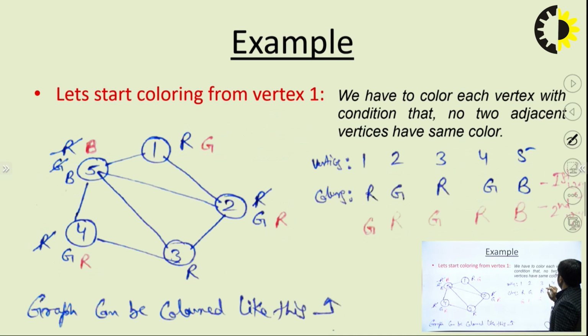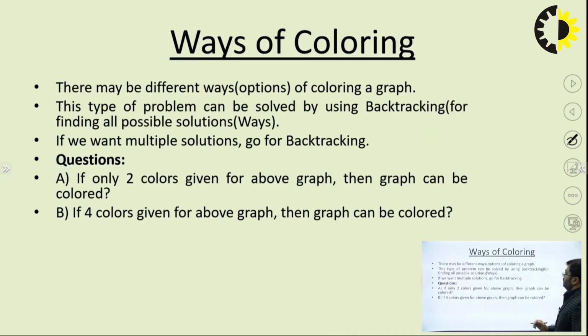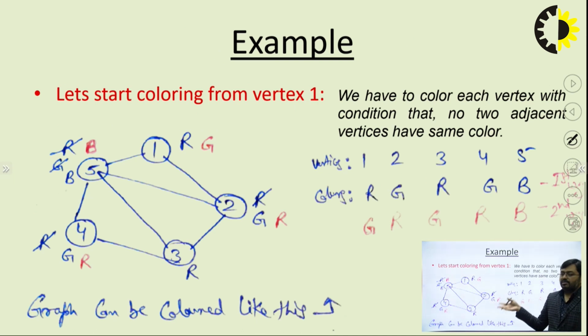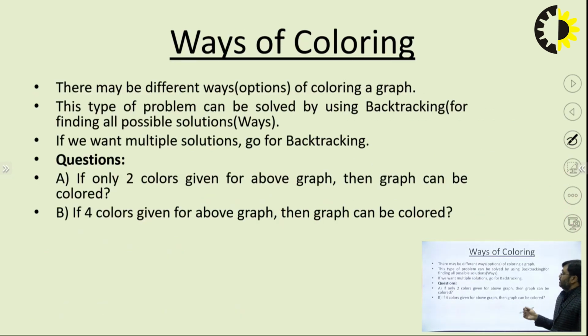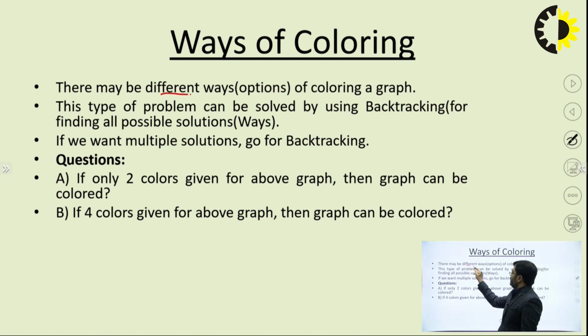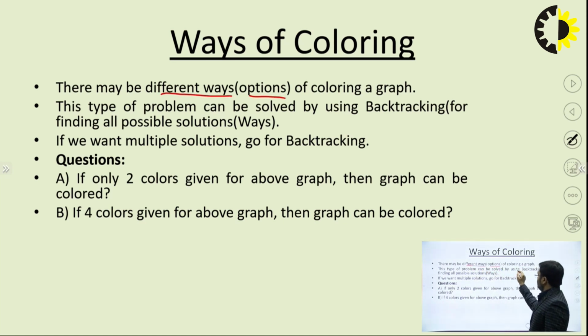Next, we are coming to the ways of coloring. In the last example we have shown that there are two ways for coloring the given graph. Then how many ways can be possible to color a graph? There may be different ways or options of coloring a graph. There may be many options.